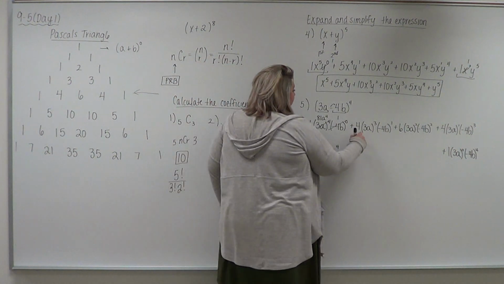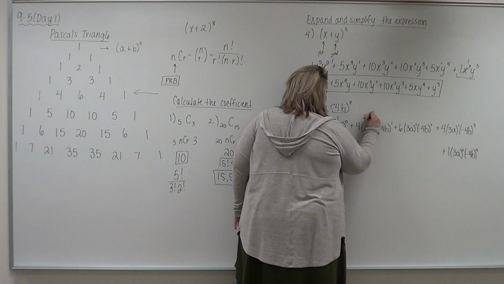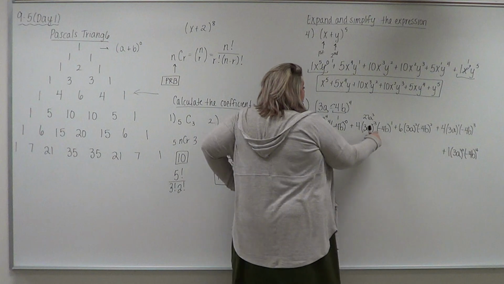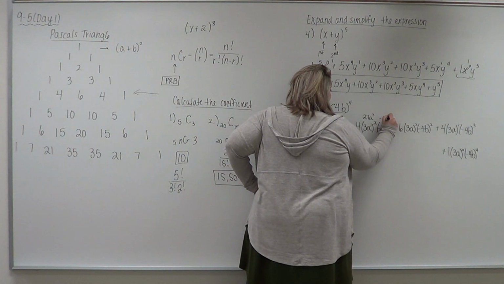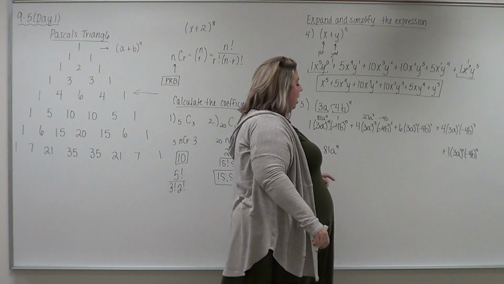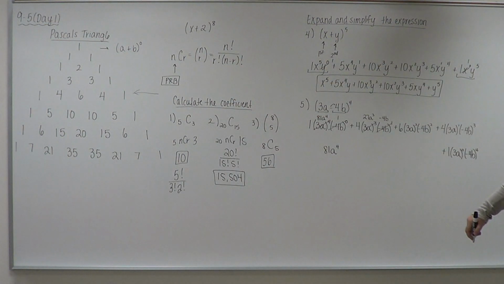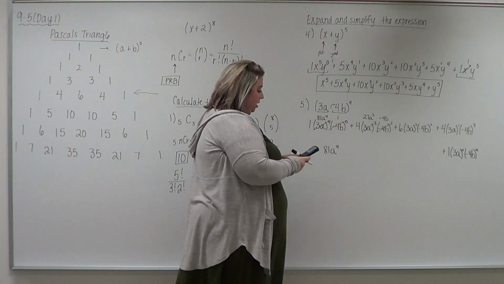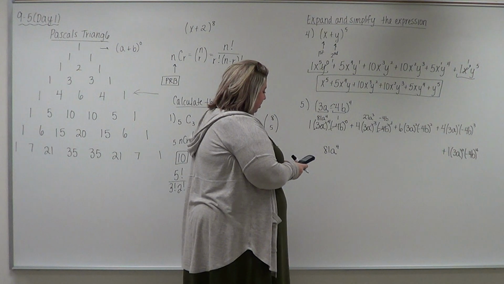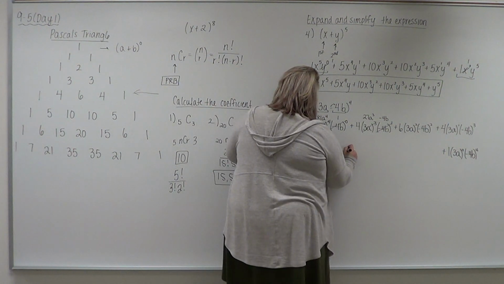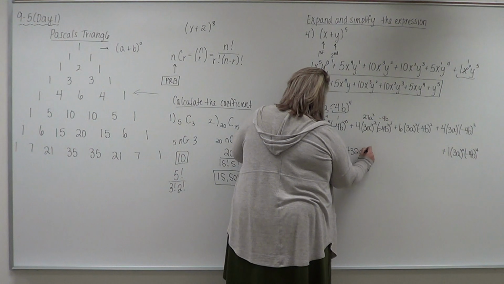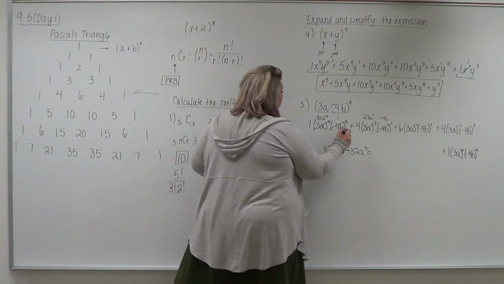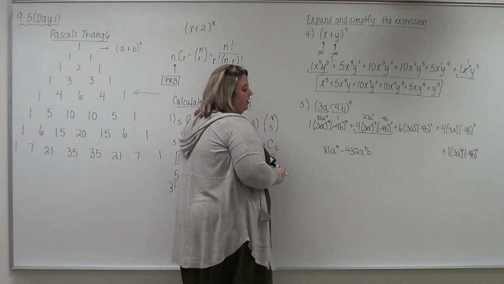Okay, when I do the second part, 3a to the 3rd. Well, 3 to the 3rd is 27. A to the 3rd is a to the 3rd. Negative 4 to the 1st is negative 4. B to the 1st is b. So now I'm going to multiply 4 times 27a to the 3rd times negative 4b. 4 times 27. So this would be negative 432a to the 3rd b. Okay, so this is all one term which means you have to multiply those all together.